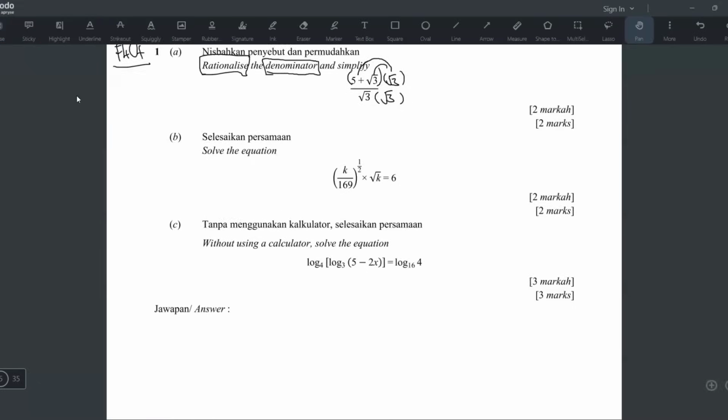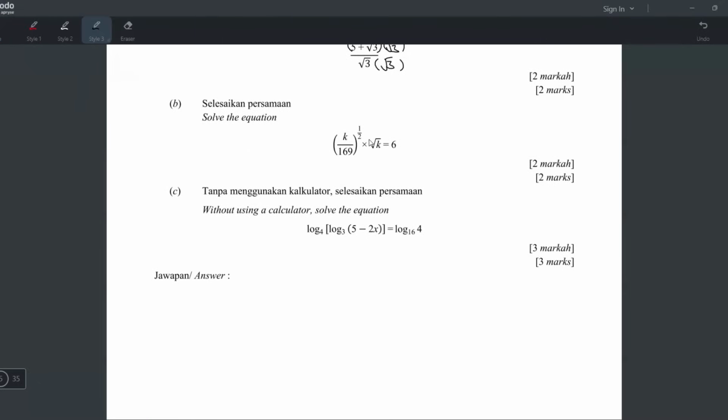Alright, let's do B. So B, solve the equation for this. Solve means find the unknown lah, so means find K lah. Okay, they put bracket K over 169 power 1 over 2. Power 1 over 2 means square root. So it means siapa yang kena square root, K pun kena square root, 169 pun kena square root. So it becomes square root K, and then the 169 also have to square root, and if you press that, you will get 13. Square root 169, and then times square root K equals to 6.